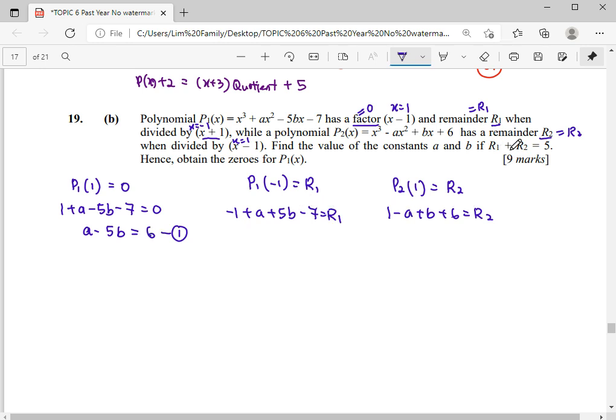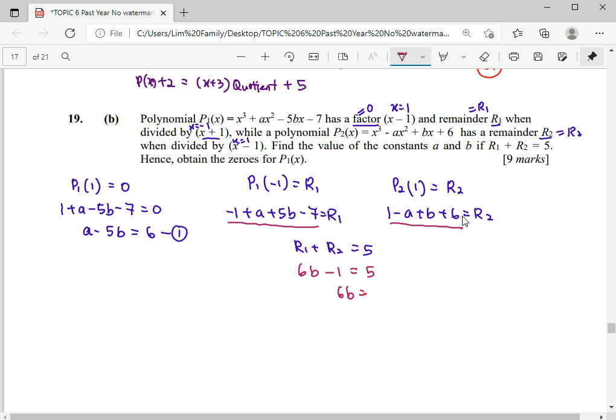So that's why they said R1 plus R2 equals 5. R1 plus R2 equals 5 means we have to substitute this R1 equation and this R2 equation, which equals 5, then only can we get the second simultaneous equation involving AB. Okay, so we start adding them together, R1 plus R2. Negative 1 plus 1 finish 0, A plus negative A also 0, and then 5B plus B gets 6B, negative 7 plus 6 gets negative 1 equals 5.